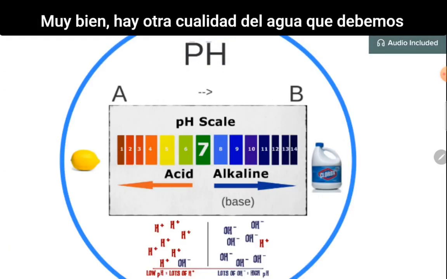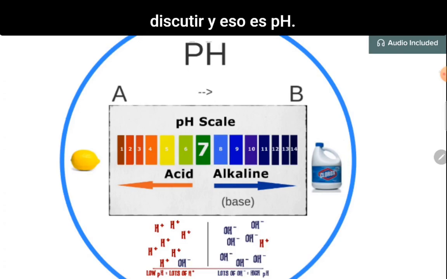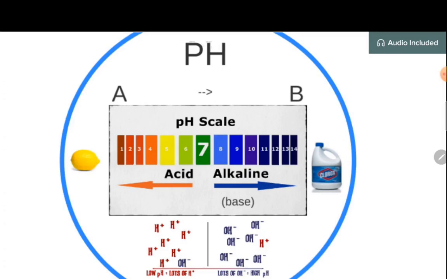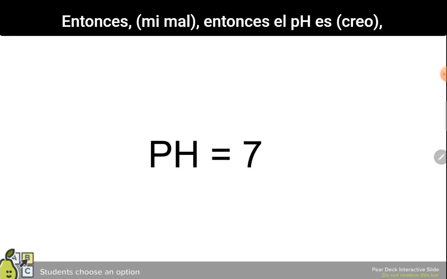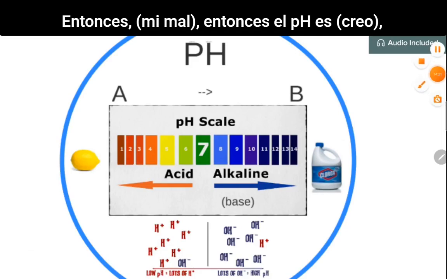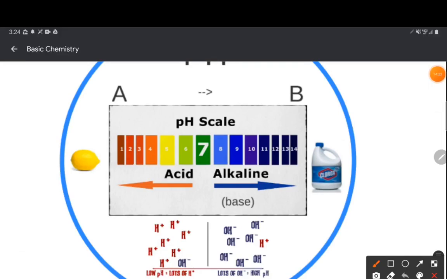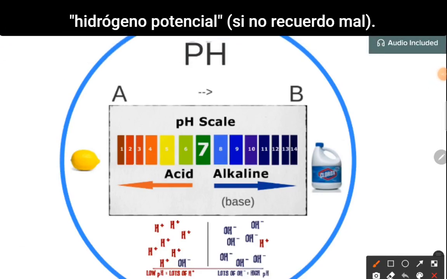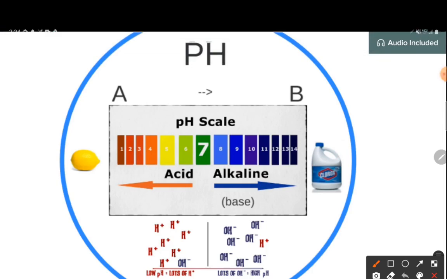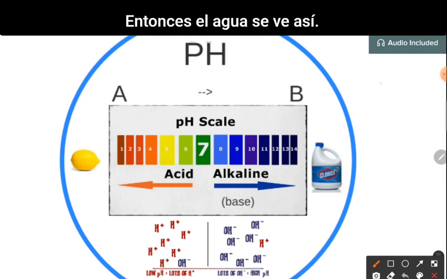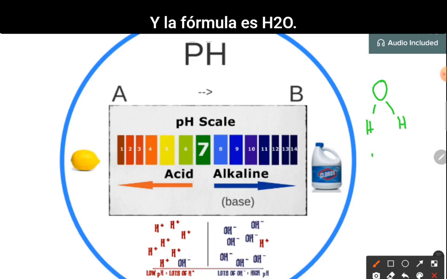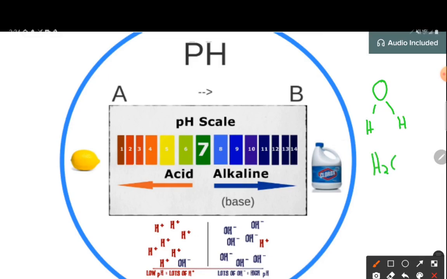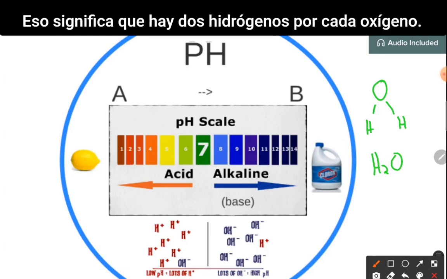All right, so there is another quality to water we should discuss, and that is pH. So pH is, I believe, potential hydrogen, if I'm remembering correctly. So water looks like this. And the formula is H2O. That means there are 2 hydrogens for every oxygen.